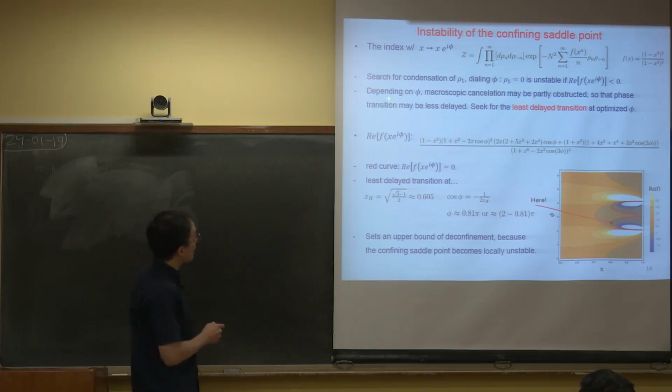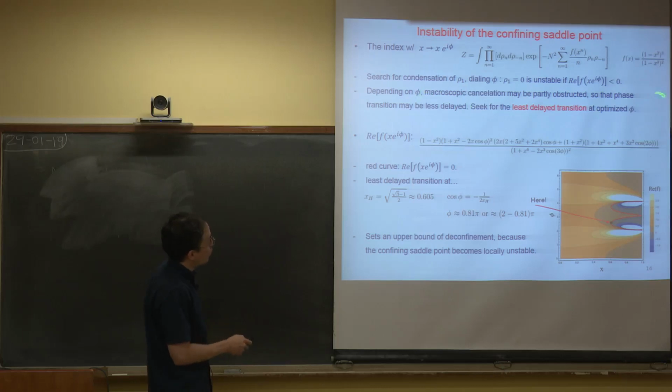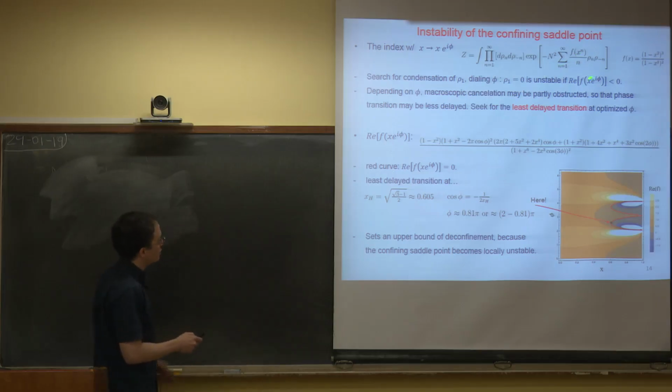The strategy is that, depending on the value of phi, the macroscopic cancellation between bosons and fermions may be partly obstructed. So the phase transition apparently visible by the index may be less delayed. So the naive strategy that I'm going to take is to dial phi to an optimized value to find the least delayed transition, trying to interpret it as an upper bound for the instability point of the confining saddle point.